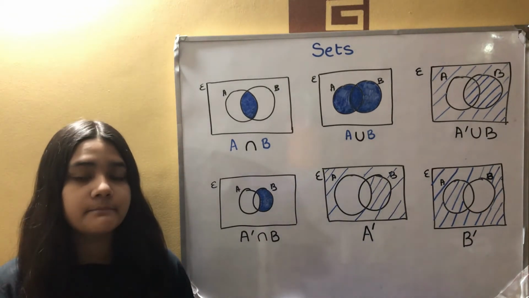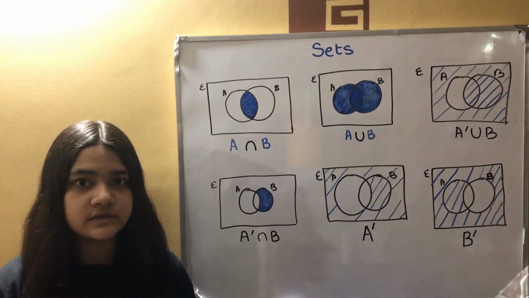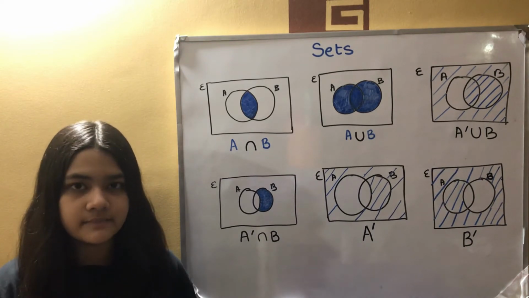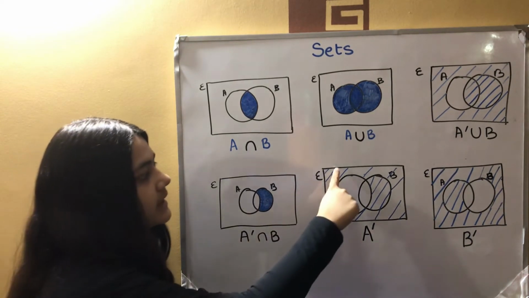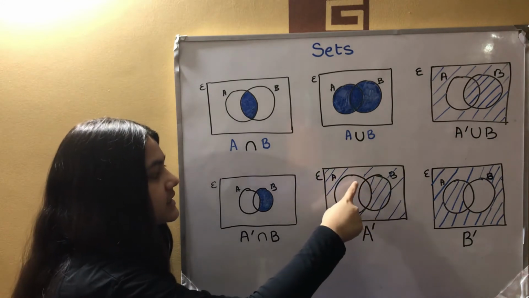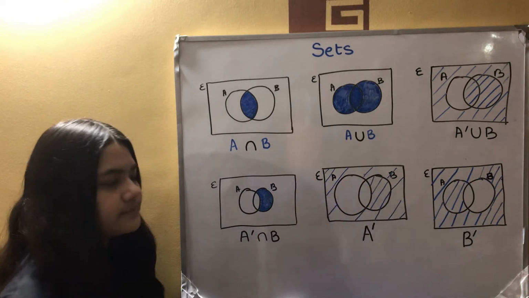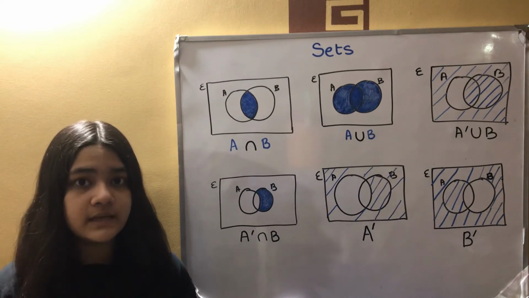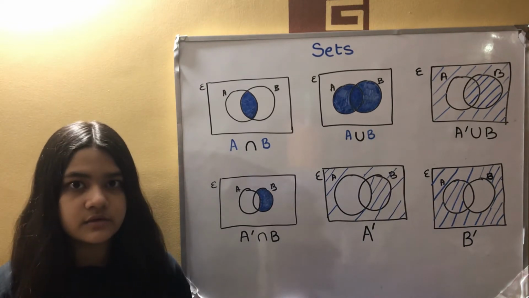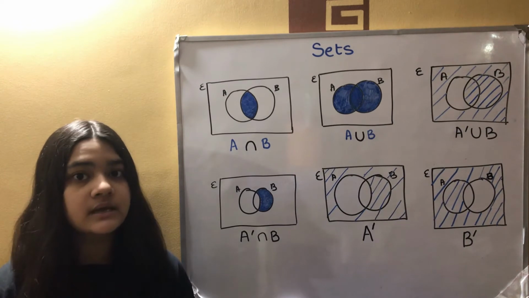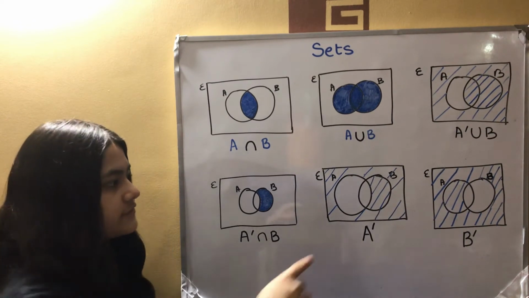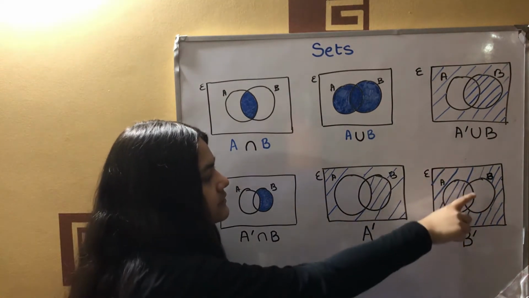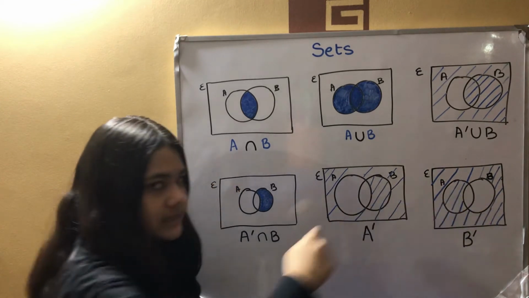After that, let's look at complement of A. Complement of A means everything within the universal set except A. So we have shaded everything within the universal set except set A. Same with complement of B. Complement of B means everything within the universal set except set B. So we have shaded everything within the universal set except set B.